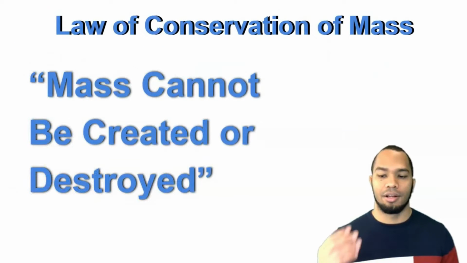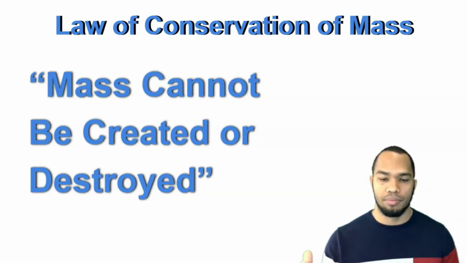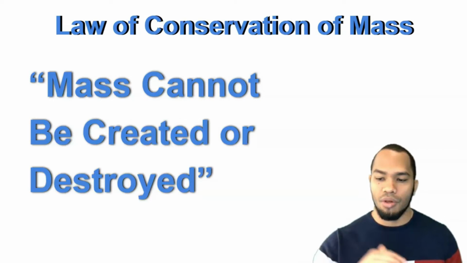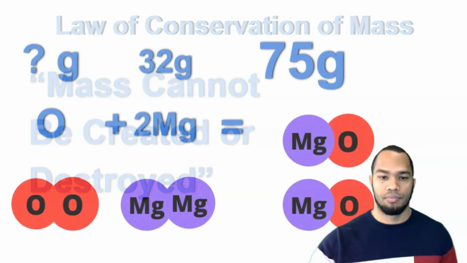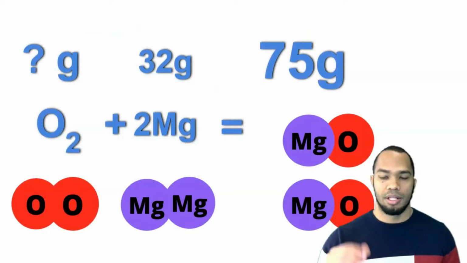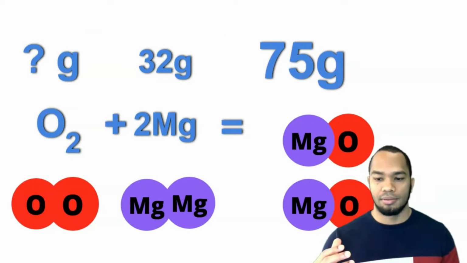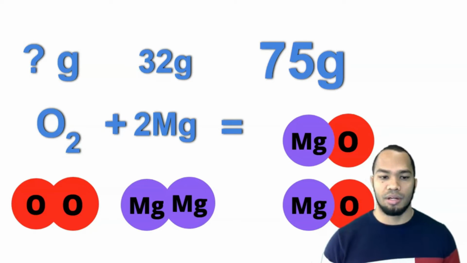This is known as the law of conservation of mass. Mass cannot be created or destroyed. So everything, all the mass needs to be accounted for. This principle applies to chemical reactions as well. This here is known as a synthesis reaction.